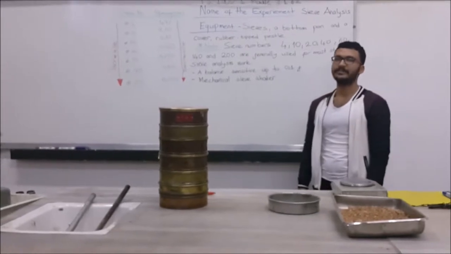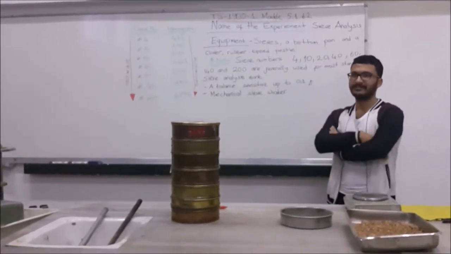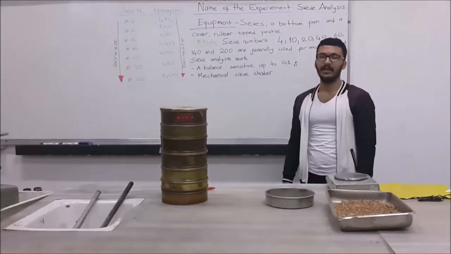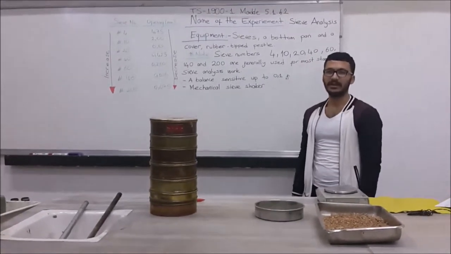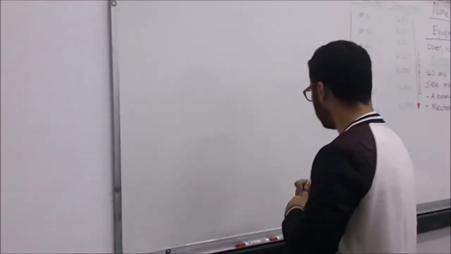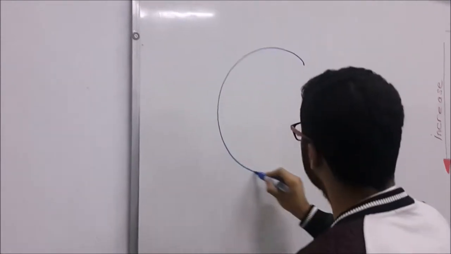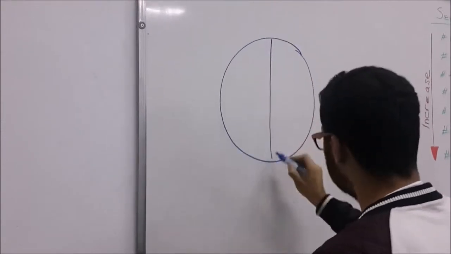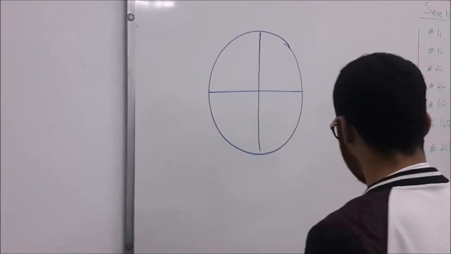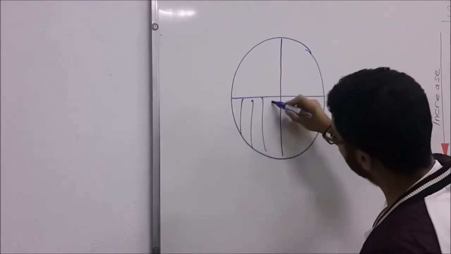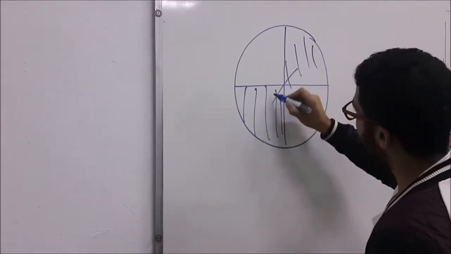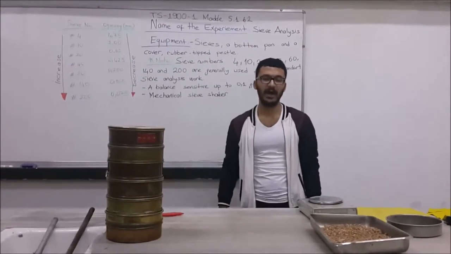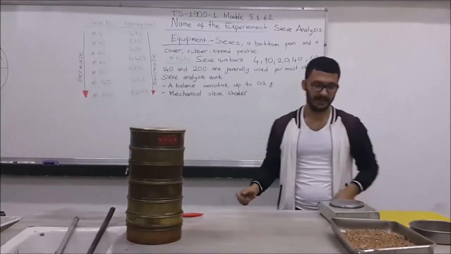To start the experiment, we prepare the sample. When we are preparing the experiment, we use the quartering method for the soil sample. Now, I am going to explain the quartering method. The sample put on the table is made into a circle, and the sample is separated into four equal parts. After that, we choose one part. Now, I will show you the quartering method.